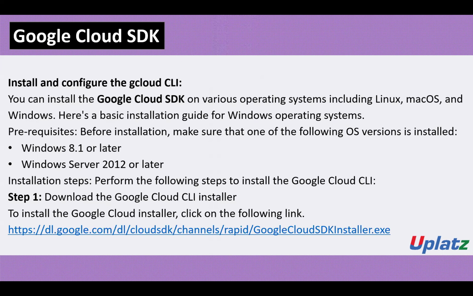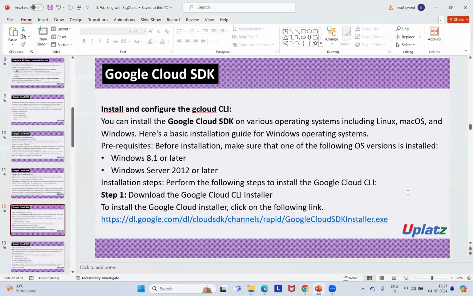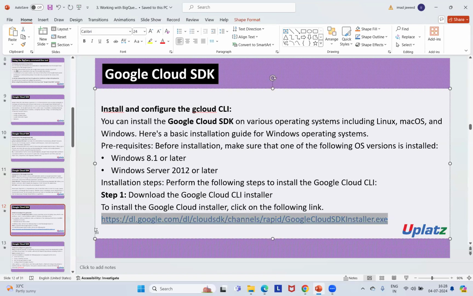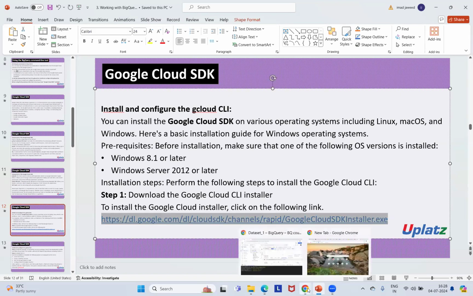Perform the following steps to install the Google Cloud command line interface. The first step is to download the Google Cloud command line interface installer. To do that, click on the following link. So let's perform these steps in order to install and configure the Google Cloud SDK. You just click on this or else copy and paste it. Let me copy and paste it in Google Chrome.